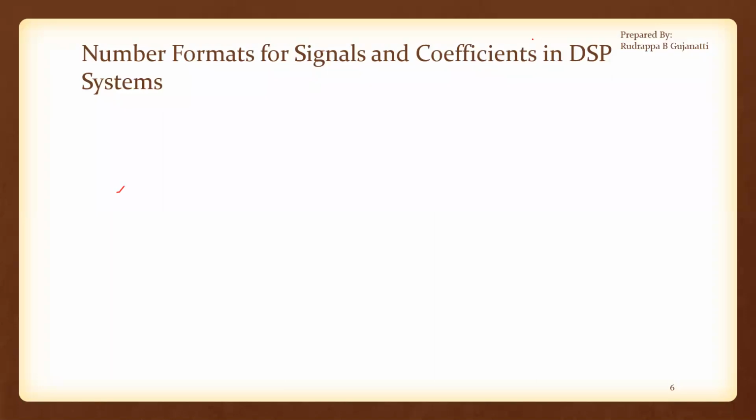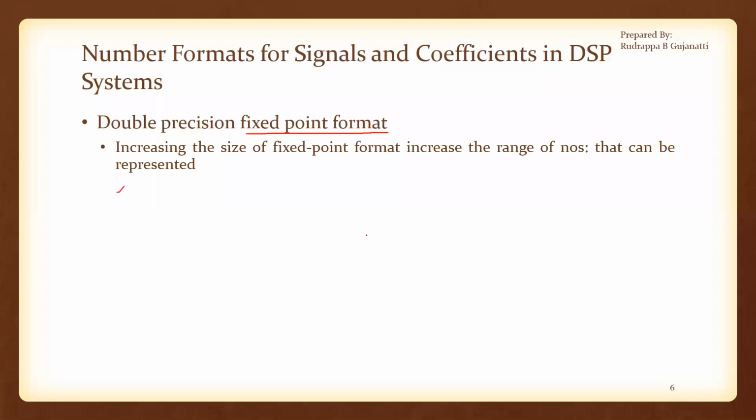The next point to discuss is the double precision fixed point format. Previously we discussed the fixed point format, in which there is some fixed range based on how many bits you are utilizing. Now, if I want to increase the precision, that is, double the precision, what things come into existence? So here, how do I get this double precision?